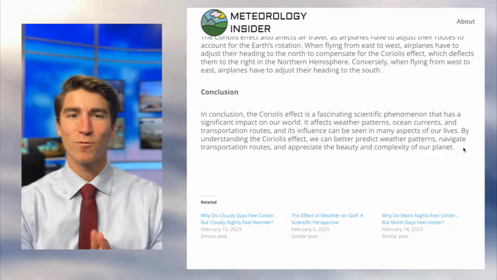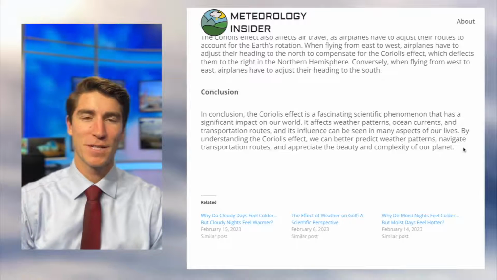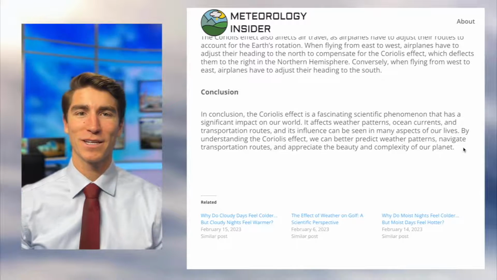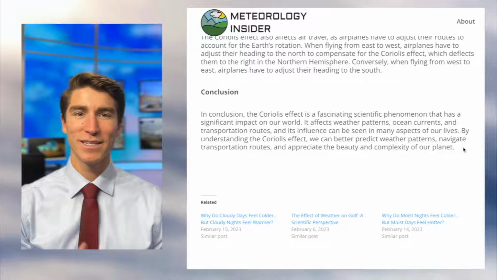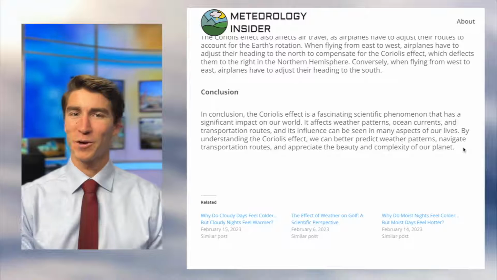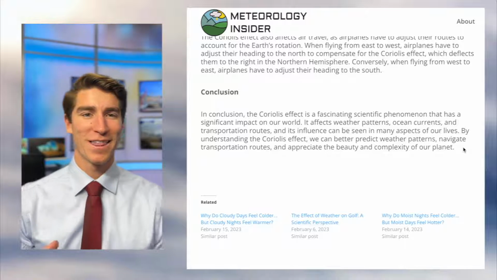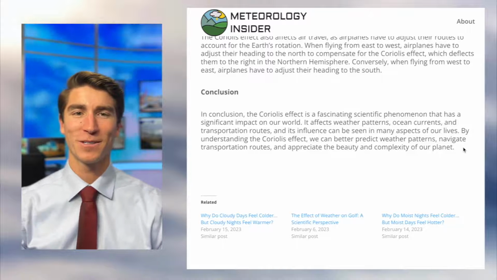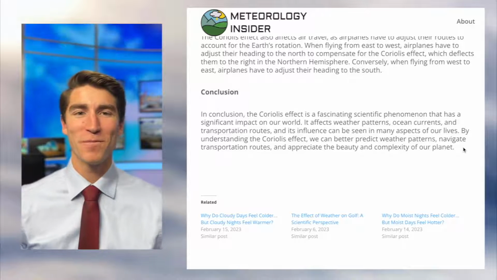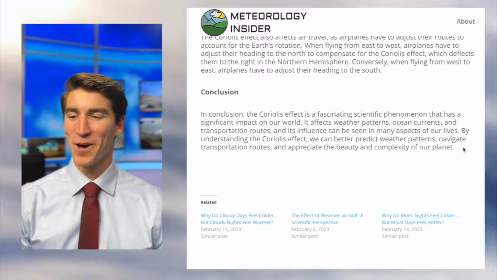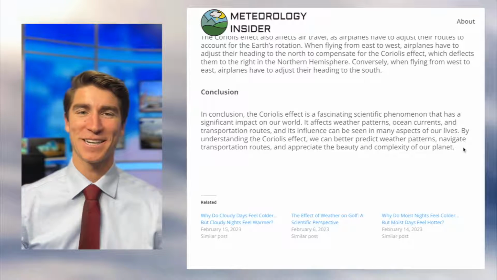Things curve to the right in the Northern Hemisphere, curve to the left in the Southern Hemisphere. That's called the Coriolis effect, and that's the reason hurricanes spin in different directions depending on which hemisphere you're talking about. Although hurricanes are on the very large scale, things as small as your toilet bowl do not get affected by the Coriolis effect. So as great of a movie as Wedding Crashers is, that was in fact a lie. Although we'll give them that because it is just a great movie.